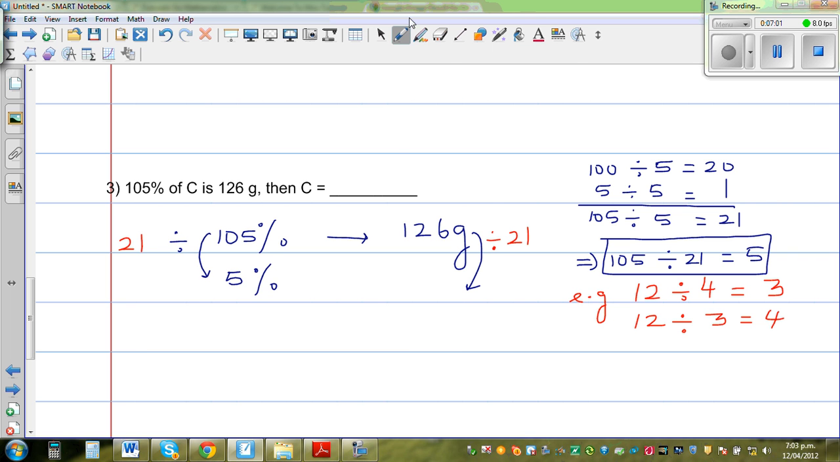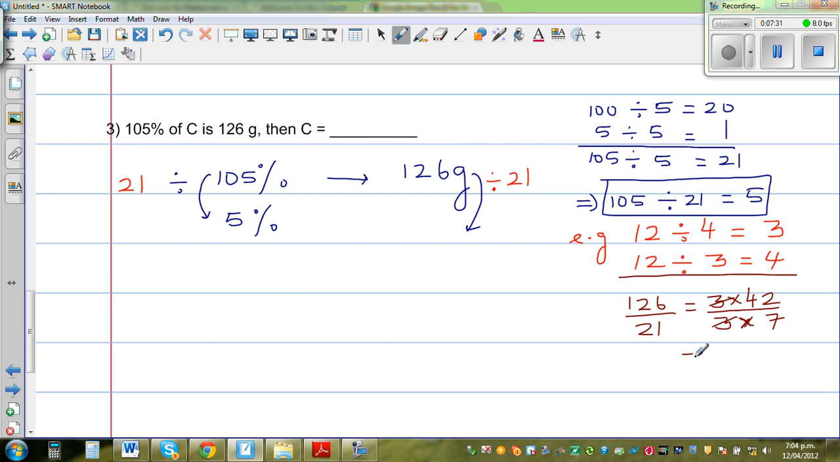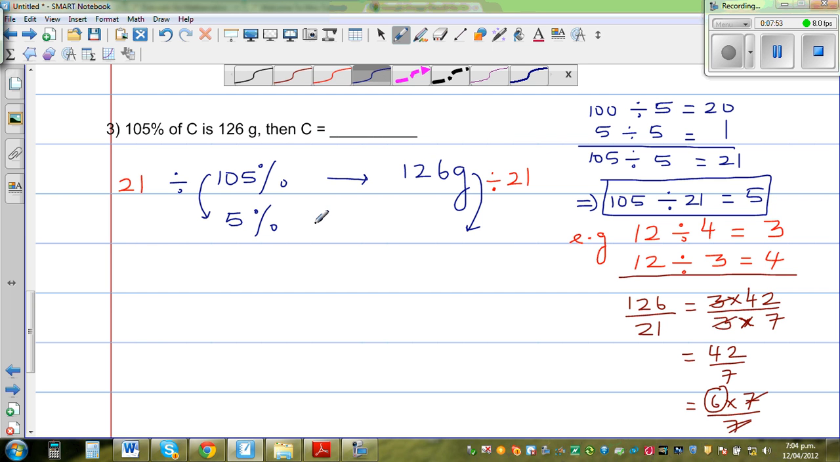Let me do it without the calculator. Let me show how I can divide 126 by 21. I can see 126 is divisible by 3. So this is 3 times 42 divided by 3 times 7. The 3 and 3 get cancelled. Now this is 42 over 7, and 42 I can write as 6 times 7 over 7. This is called prime factorization. The 7 and 7 get cancelled, so this is nothing but 6. So 126 divided by 21 is 6, and this is 6 grams.